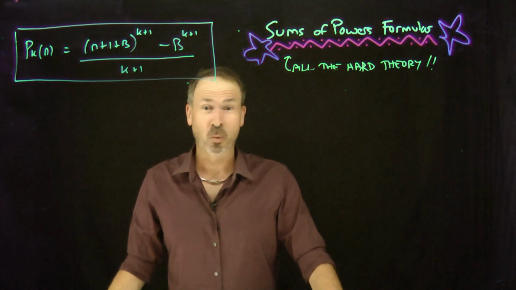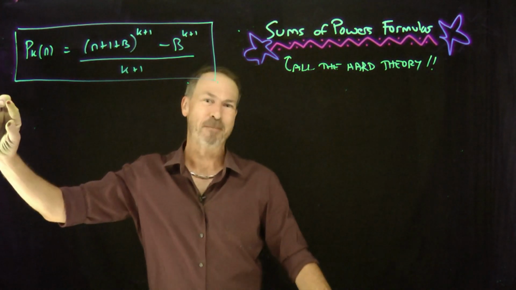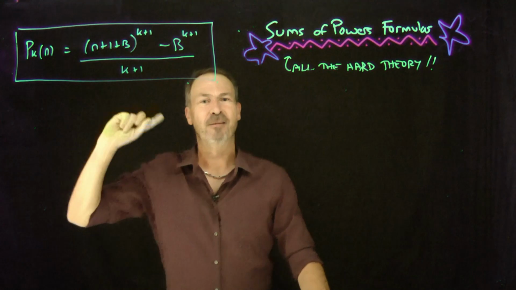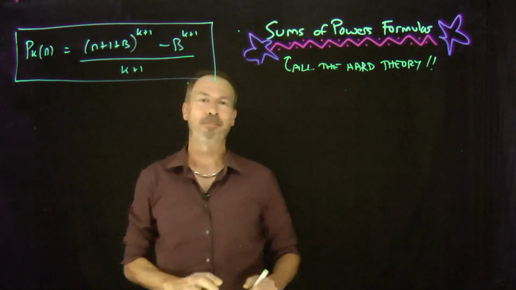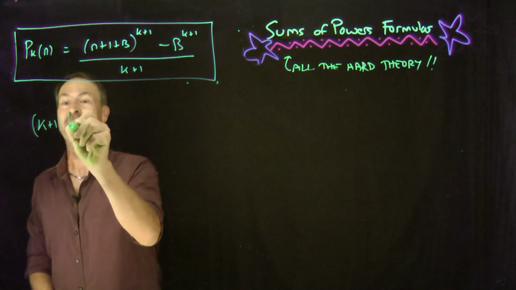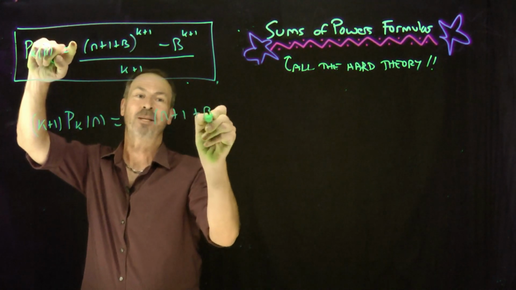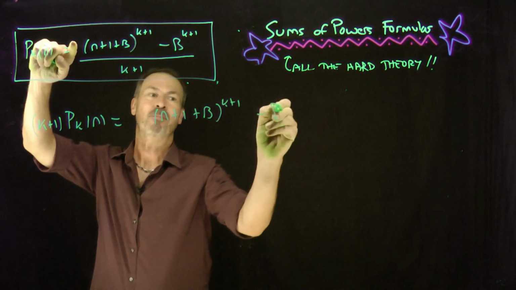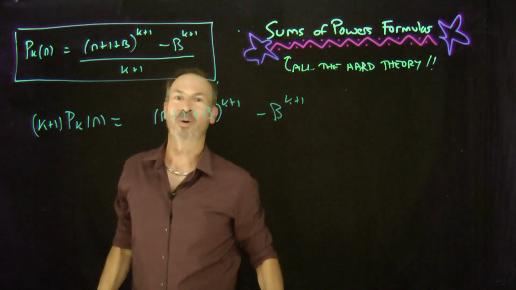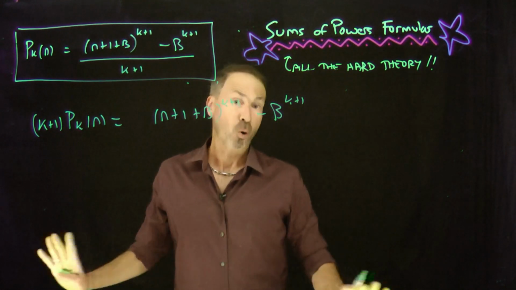Okay, let's get to that weird, wild, crazy, wacky integration formula that takes you from pk of n to the next one, pk plus 1 of n. The first step was to multiply everything through by k plus 1. If I do that, I can see it's going to be very nice for us here, because k plus 1 times what I've got so far is actually just that numerator, n plus 1 plus b to the k plus 1 minus b to the k plus 1. Grand and good. The next step was to integrate with respect to n and ignore the plus c's.